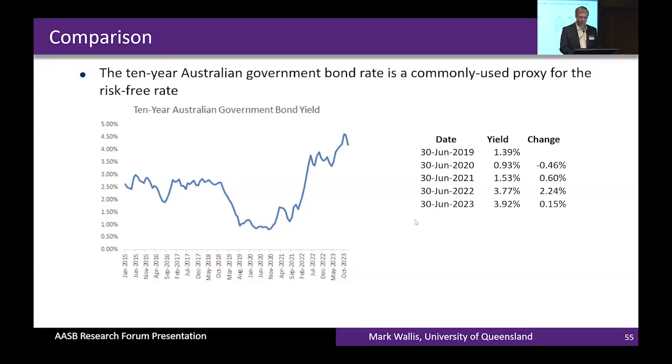And it's gone through quite an interesting journey over the sample period. You can see that it fell to, I think, probably the lowest level ever during 2020. And then it increased sharply because the RBA increased interest rates to fight inflation. So you can see a fairly large increase in the risk-free rate between 2021 and 2022, 2.24%.